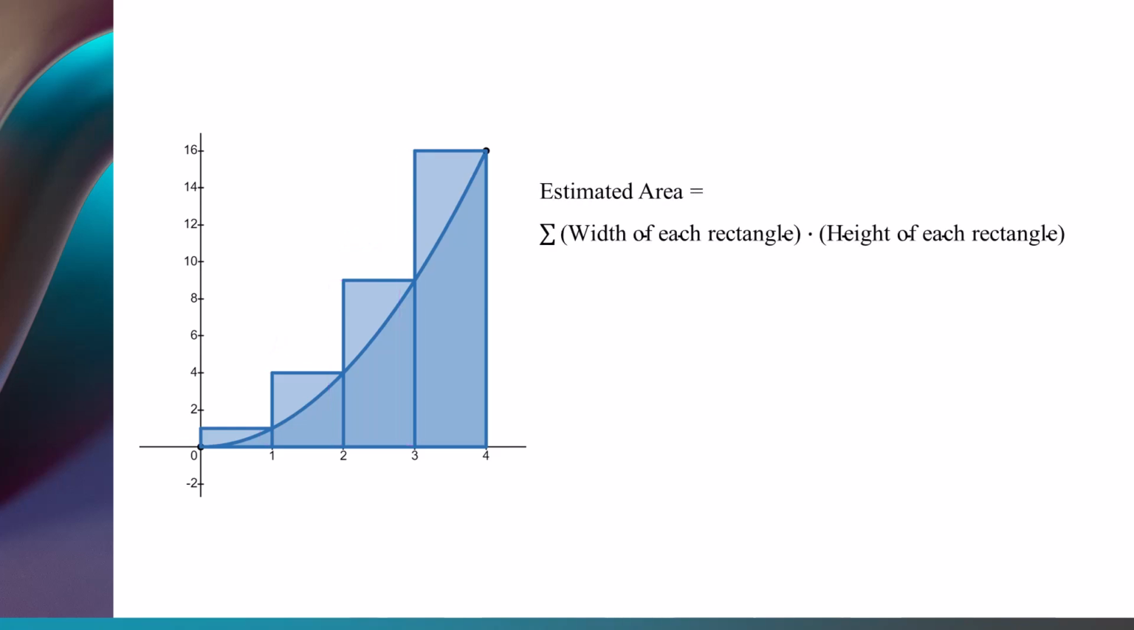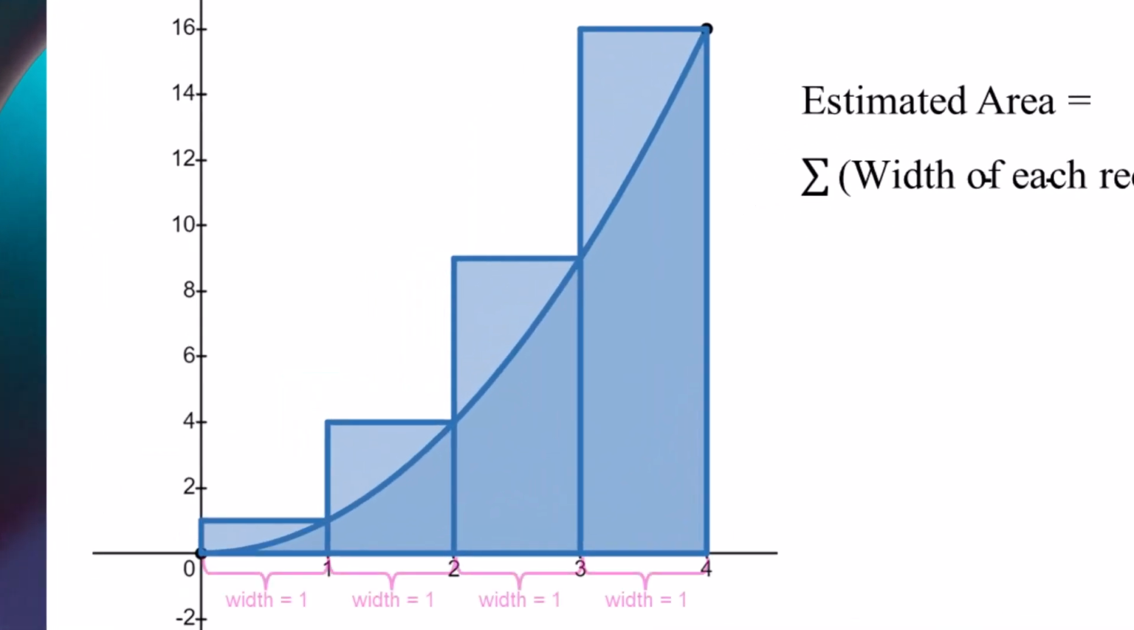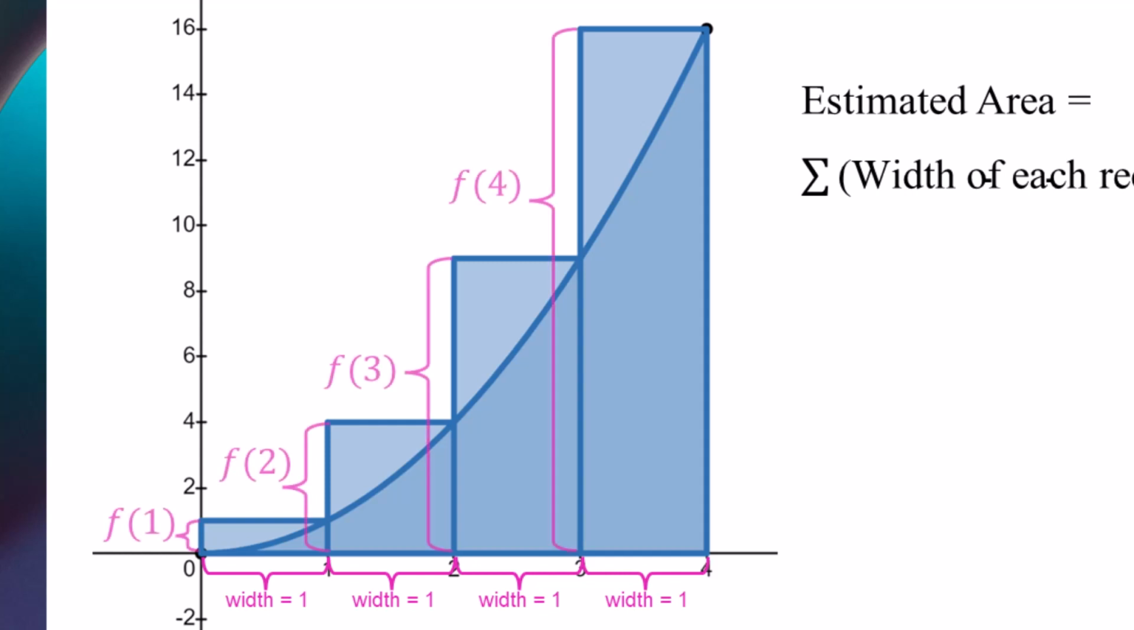One approach is to estimate the area. Now we can do this by splitting the range of x values into 4 equal parts, and then construct rectangles whose heights are given by the function values. The estimated area is then the summation of the width of each rectangle times the height of each rectangle. Now the width of each rectangle is 1, and the heights are f of 1, f of 2, f of 3, and f of 4.